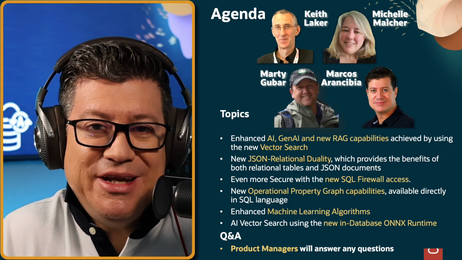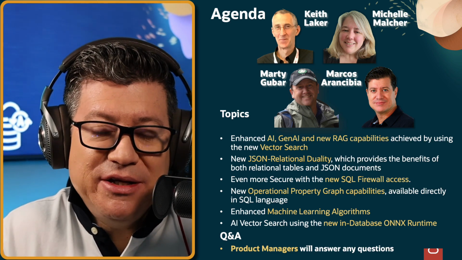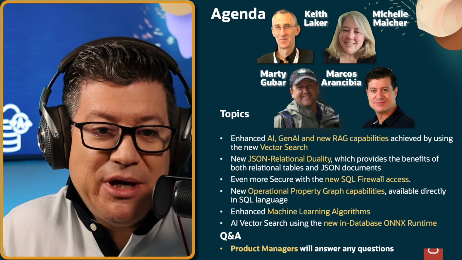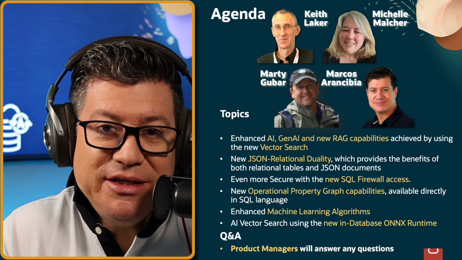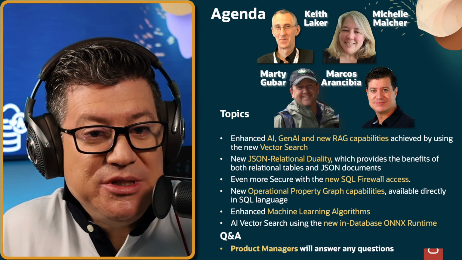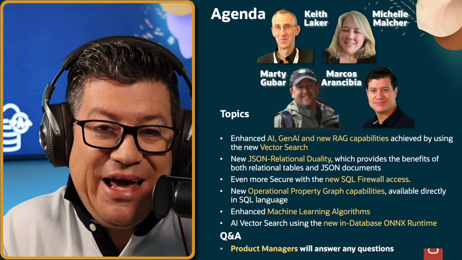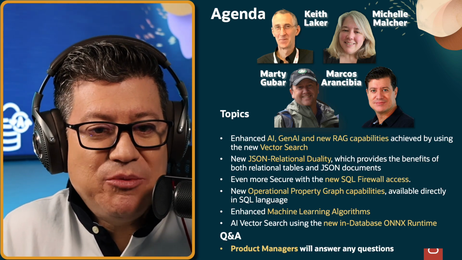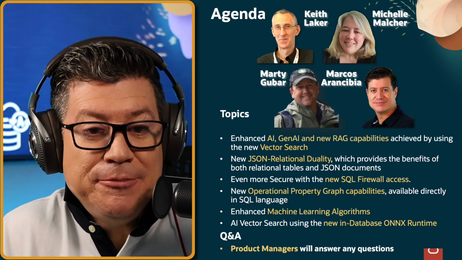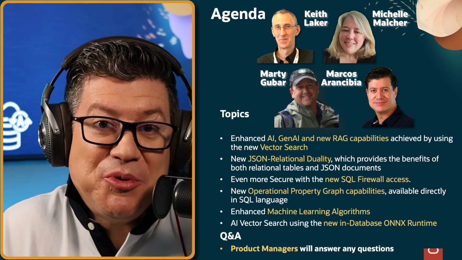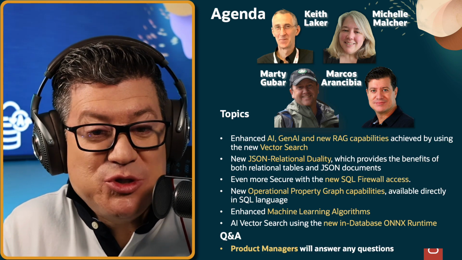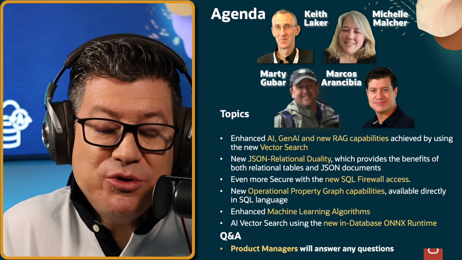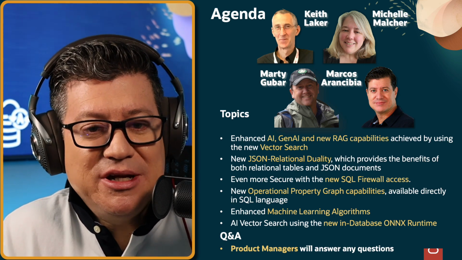We're going to start talking about the enhanced AI, GenAI, RAG capabilities, and vector search, and Marty's going to be showing that. We're going to be talking about the JSON-Relational Duality capabilities as well. Then the new SQL Firewall access and all these new security components, part of the security capabilities that we have in addition to what we had before. And then I'm going to be touching on some of the property graph capabilities and enhanced machine learning algorithms. And finally, an ONNX Runtime new capability that runs third-party models in database.